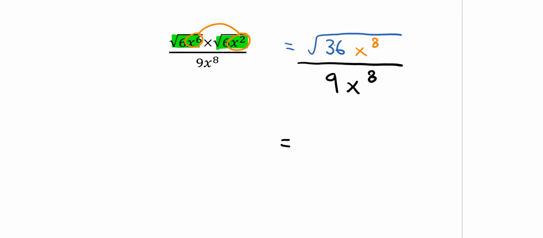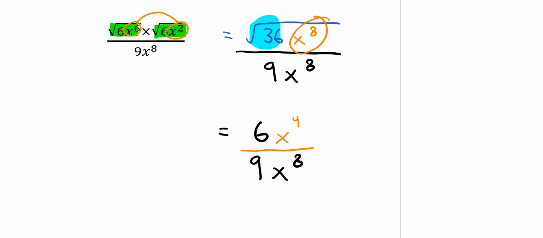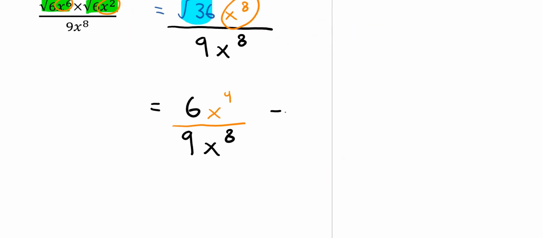And then from here on, what about root 36? Root 36 is going to be a 6. And x to the power 8 is going to be x to the power of 4, because even powers you divide by 2. And then on the bottom I have 9x to the power of 8. And then from here you can just simplify this. 6 divided by 9, I can divide top and bottom by 3, so that's going to be a 2 and that's going to be a 3. So we get a 2 there and a 3 here.